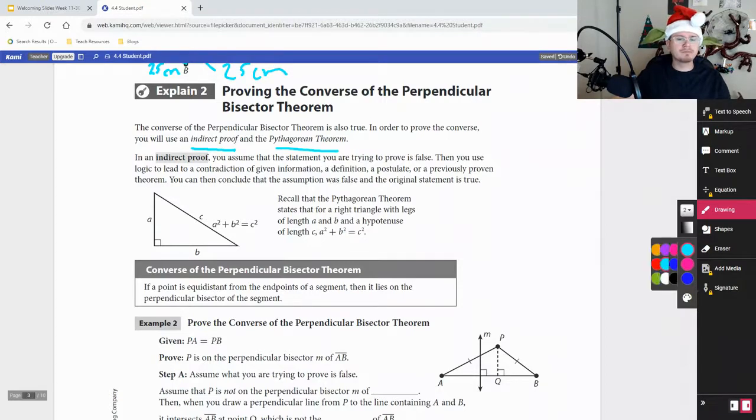In an indirect proof, you assume the statement you're trying to prove is false. I'm going to say that again. In an indirect proof, you assume the statement that you're trying to prove is false. So think about how that could relate to something in your life to help you remember. You know, maybe like you've been accused of something, and you're trying to prove that that didn't happen.